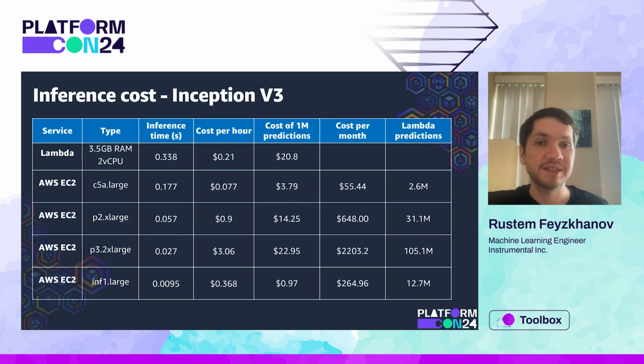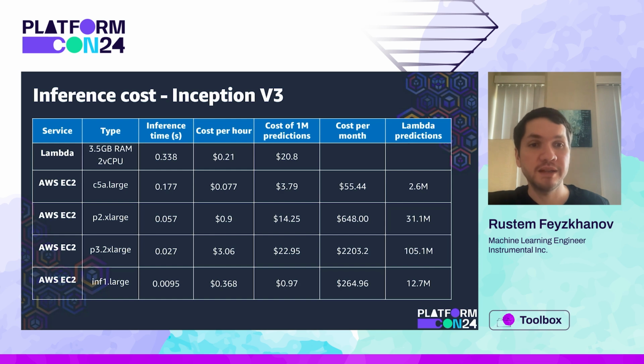model, we will see that even though CPU, both on instance and Lambda, are slower, so you can see here it's like 200 milliseconds, 300 milliseconds, compared to 50 or 20 milliseconds with P2 xlarge and P3 xlarge. Cost per 1 million predictions can be actually lower on CPU instances.